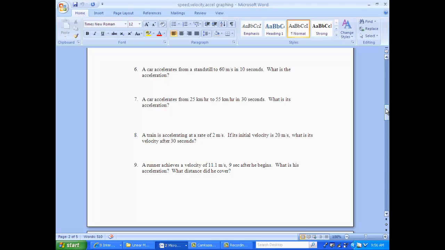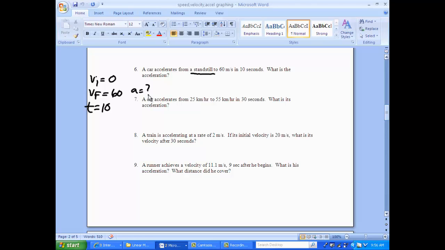So a car accelerates from a standstill to 60 meters per second squared. How do we show numerically what a standstill is? 0. So therefore, we have Vi is equal to 0. And it travels up to 60 meters per second. So what's that? Good. That's Vf is 60. We have a time of 10. We want to know what is the acceleration.